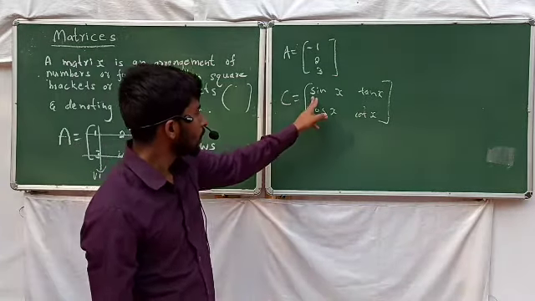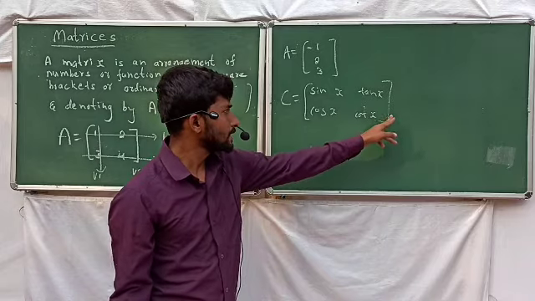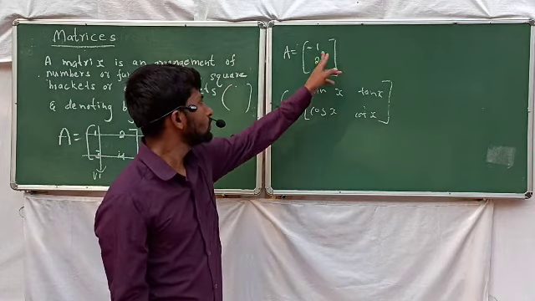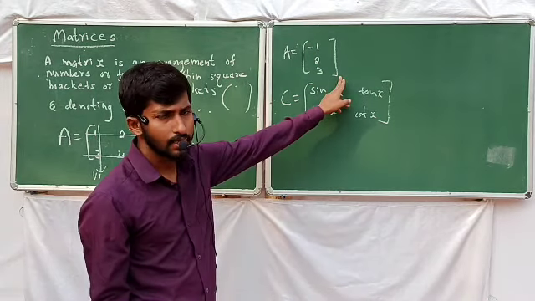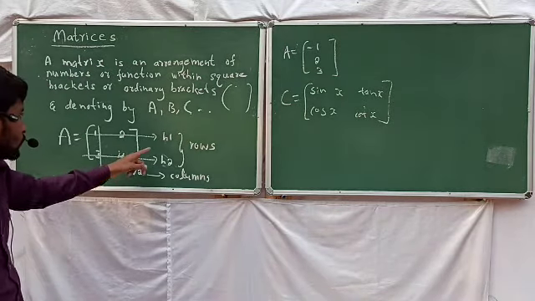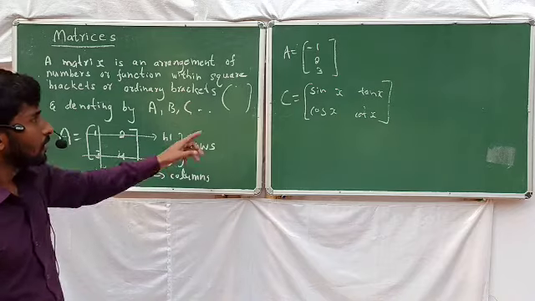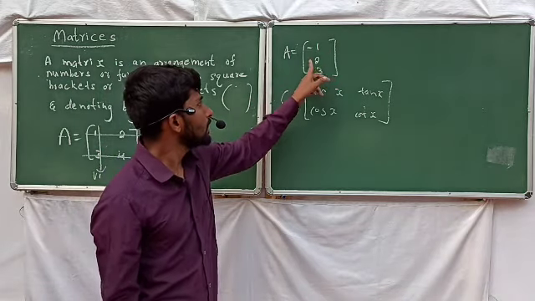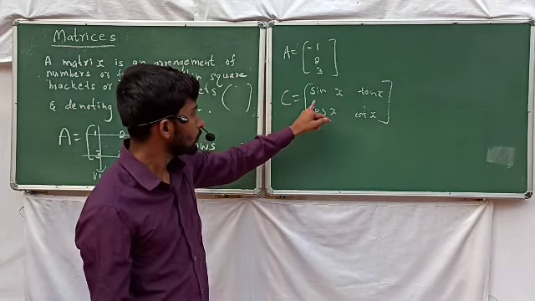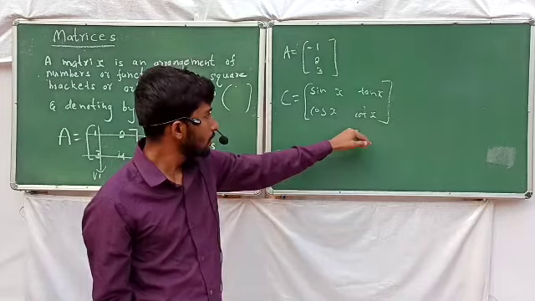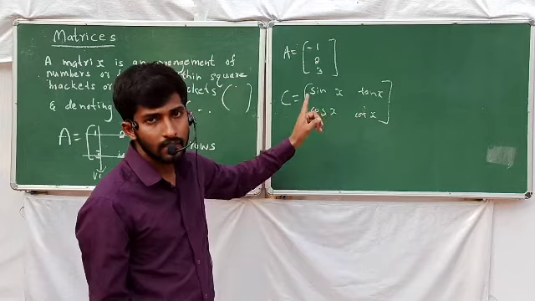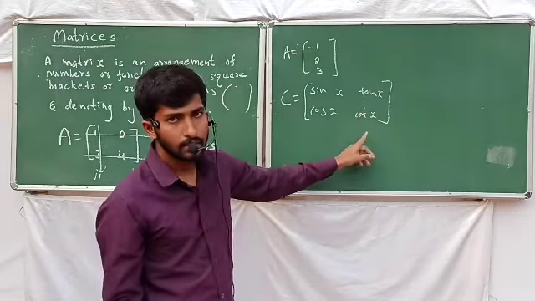Again see here, how many horizontal lines are there? Two horizontal lines. Similarly, two vertical lines are there. Here also, 1, 2, 3 horizontal lines are there and only one vertical line. In the first example there are 2 rows and 2 columns. In this example there are 3 rows and only 1 column. In the third example, matrix C equal to sin x, tan x, cos x, cot x, there are 2 horizontal lines, that means 2 rows, and 2 vertical lines, therefore 2 columns.